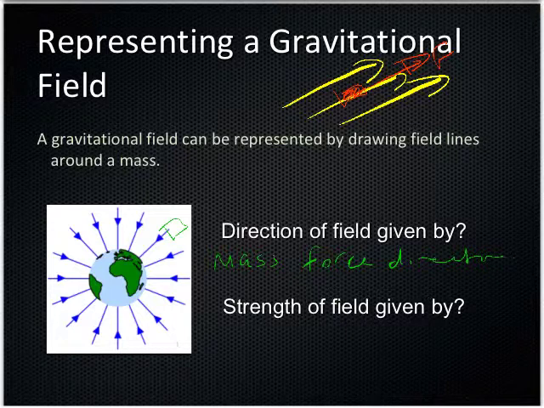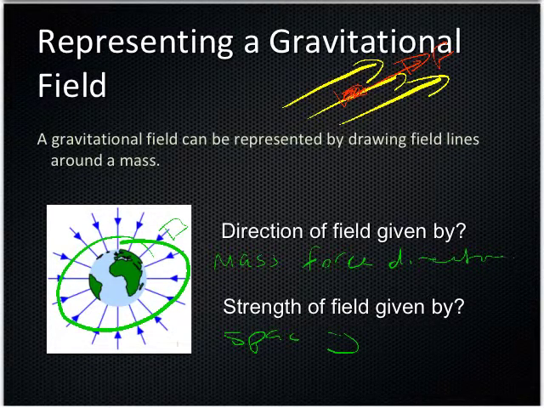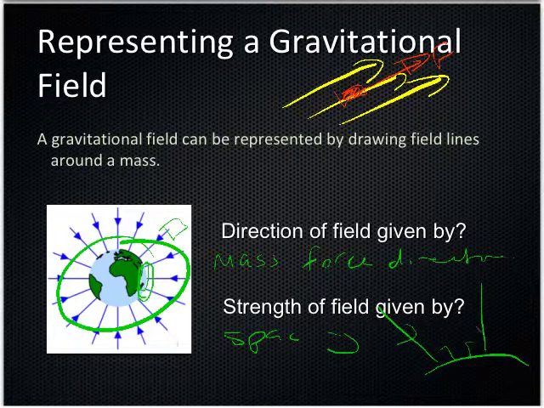Okay, and the strength of the field is given by the spacing. Okay, and if you look at the Earth here, where's the greatest strength? Right in there. Okay, something that's very important is that all field lines from the surface must leave at 90 degrees. Okay, so not like that one, they should all be at 90 degrees.